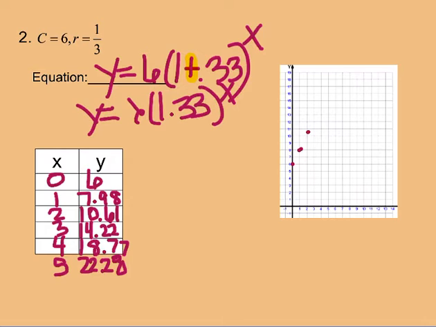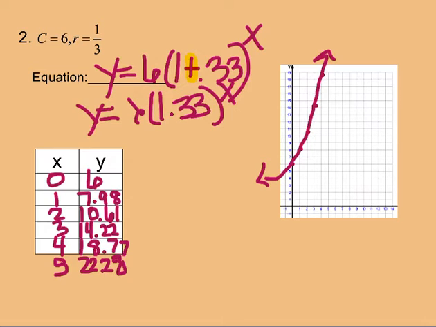Over 3, up 14.22, so that's going to be just past 14. And then for number 4, 18.77, that's going to be really close to 19. So it's going to be sloping up that way. And then our 5th one is going to be off the graph. Again, they're always going upwards.